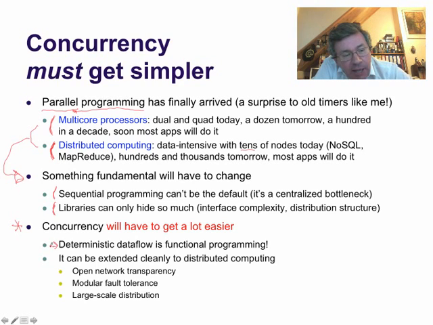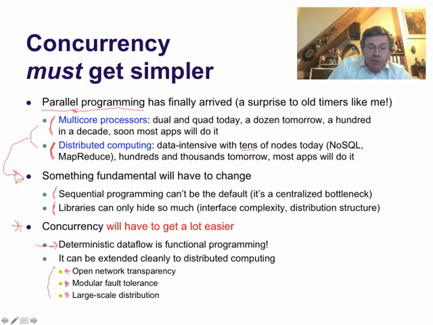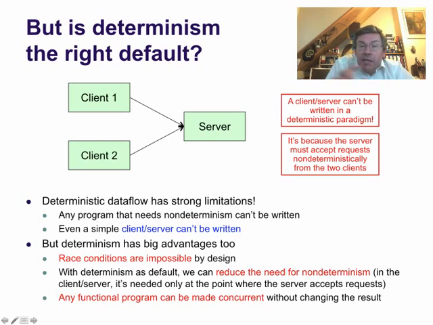Well, one candidate is deterministic data flow because it's simply functional programming. And it can be extended to handle a number of the important cases. It can handle network transparency, where you have a distributed implementation of a deterministic data flow language. It can handle modular fault tolerance. It can handle large-scale distribution. So it could be the default concurrent model because it's so easy and nice.